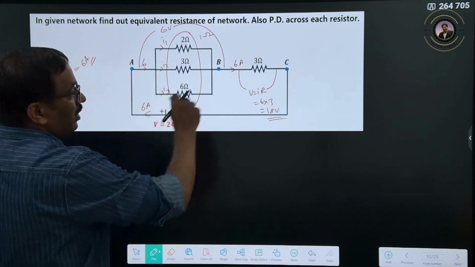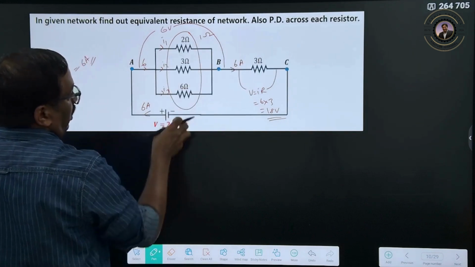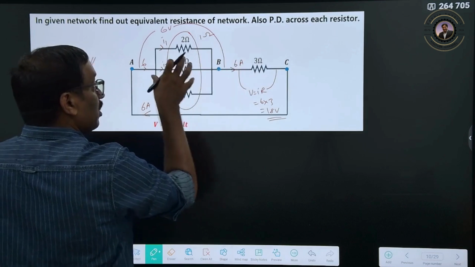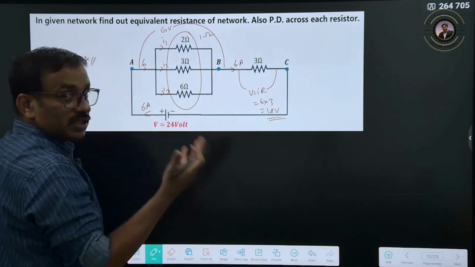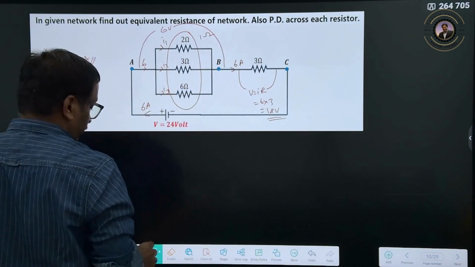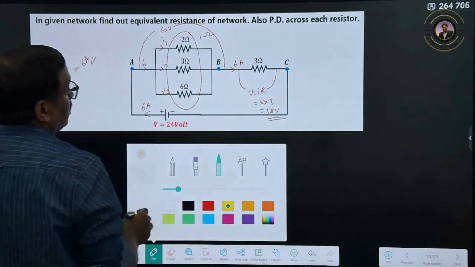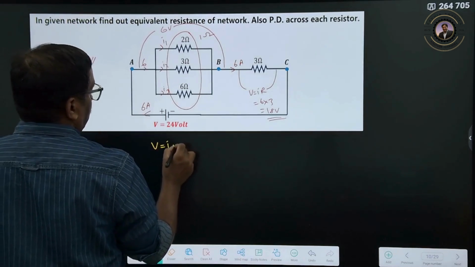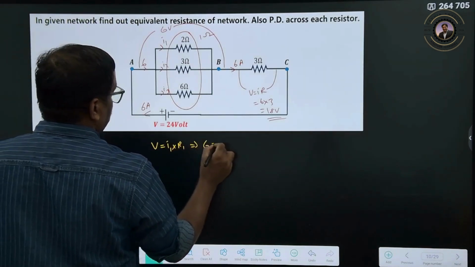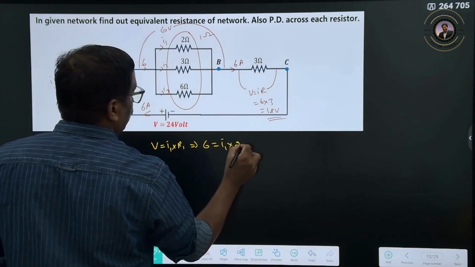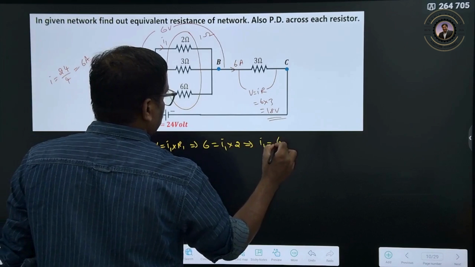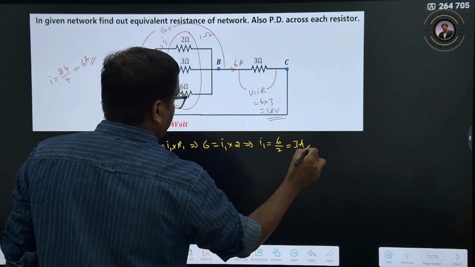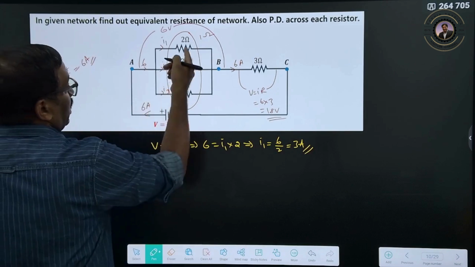So previously this part was not there, that's why we took it like this, but now this part is there, therefore the potential difference across this one is different. Clear? So now across each resistor, V is equal to I1 into R1. So 6 volts is I1 into 2, therefore I1 is equal to 6 by 2, 3 ampere. So this I1 is 3 ampere.